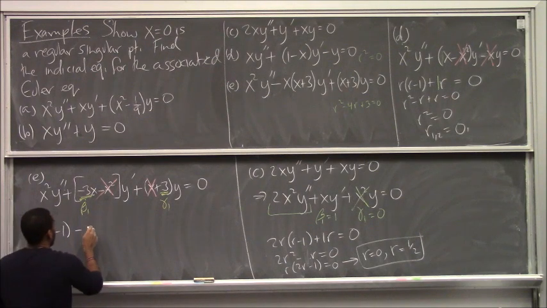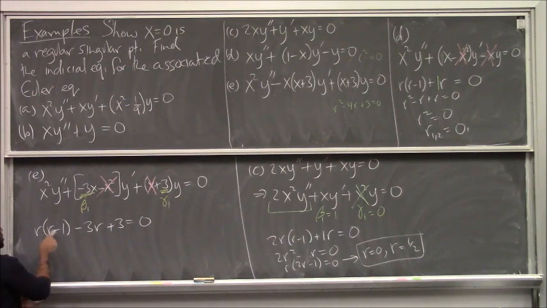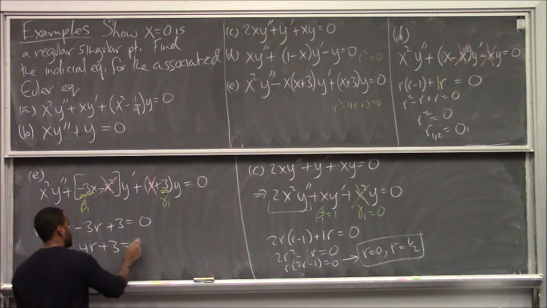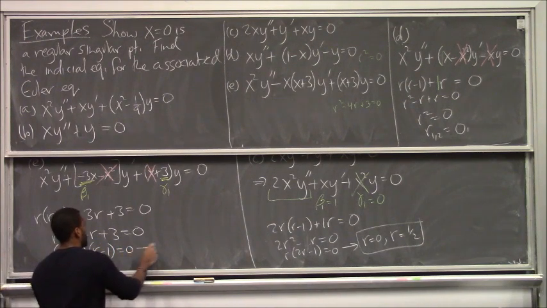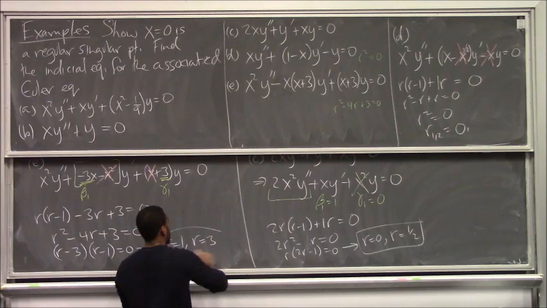So, minus 3r plus 3 equals 0 would be this one. That's r squared minus r minus 3r. That's r squared minus 4r plus 3 equals 0. And that's r minus 1, r minus 3. So either r is equal to 1 or r equals 3 are the roots.